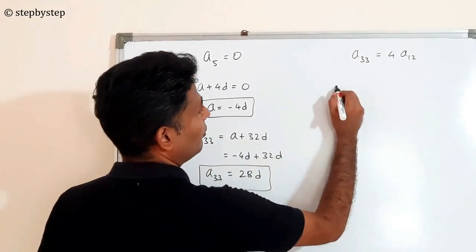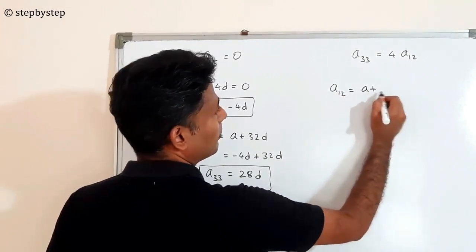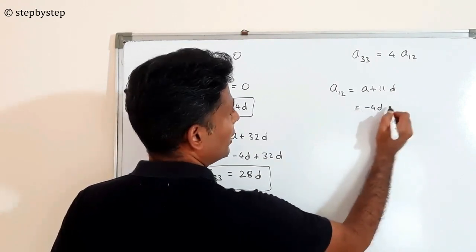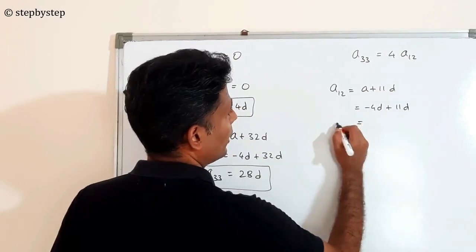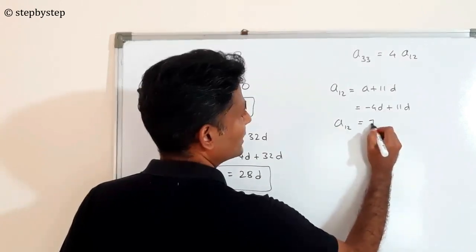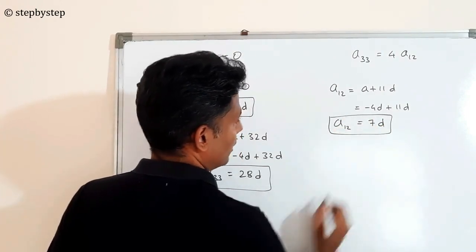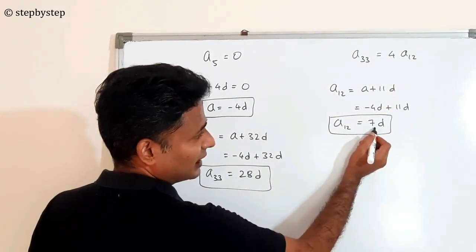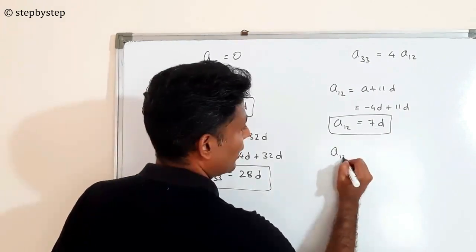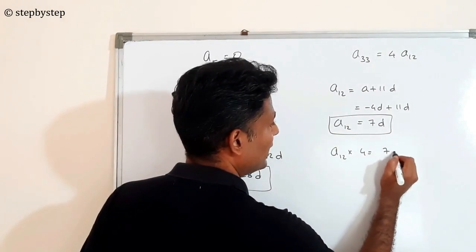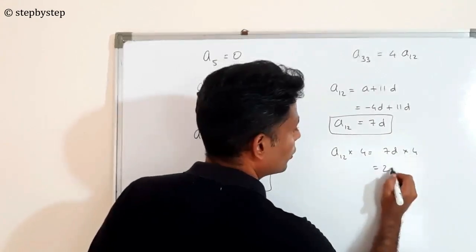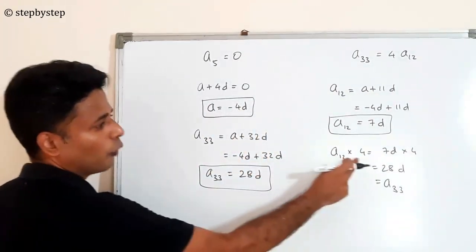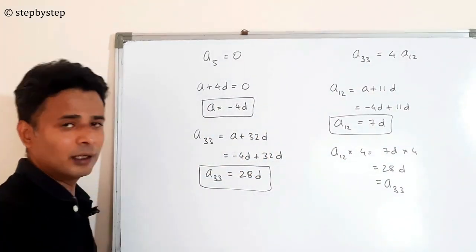Alright, now we'll find A of 12. So A of 12 will be A plus n minus 1, that is 12 minus 1, 11D. So this is equal to minus 4D plus 11D. So A of 12 will be equal to 7D. Now you can clearly see that A of 33 is 28D and A of 12 is 7D. So A of 12 into 4 equal to 7D into 4, that is equal to 28D, which is equal to the 33rd term. So 4 times the 12th term is equal to the 33rd term.